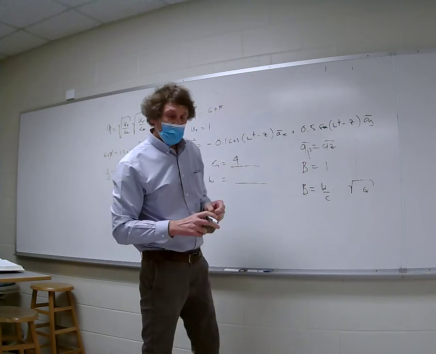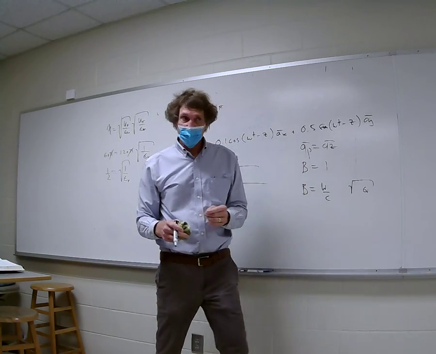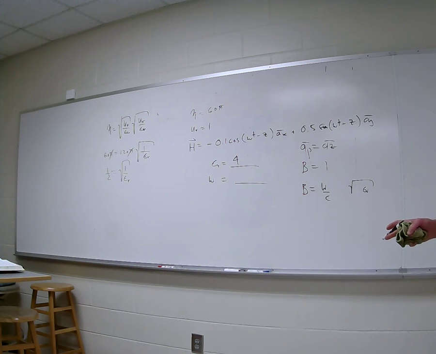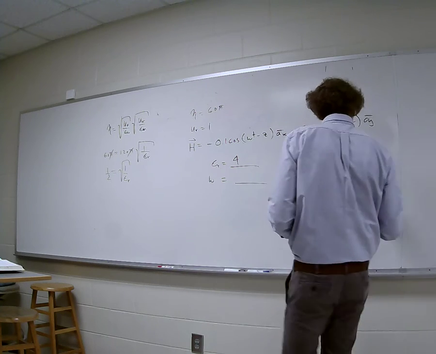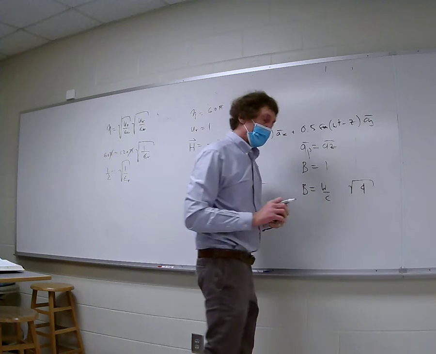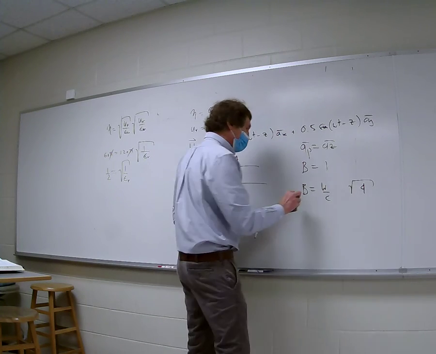You all follow? This is straightforward and simple. Now, if we have epsilon relative is 4, I plug it into here, right? I know beta is 1.